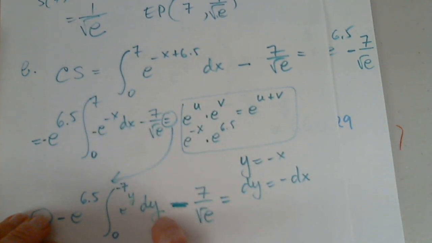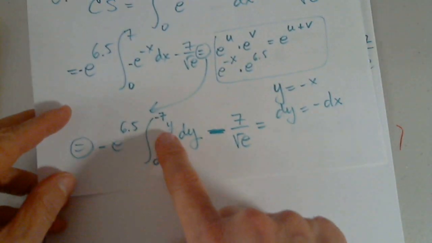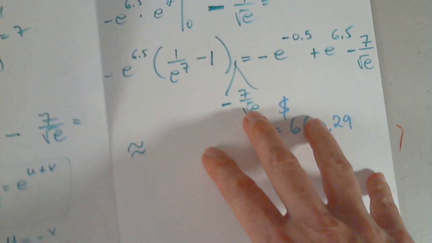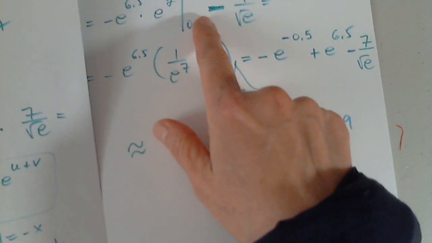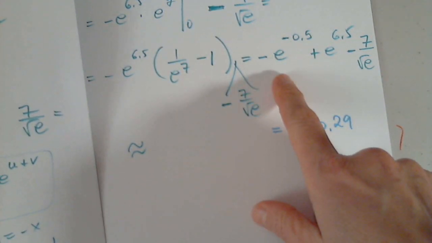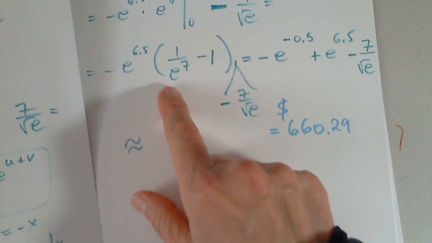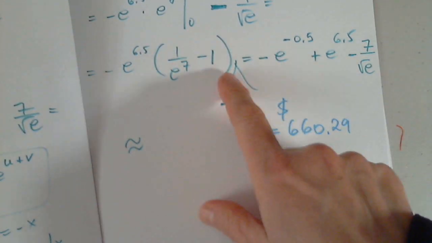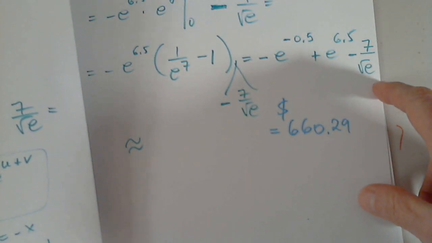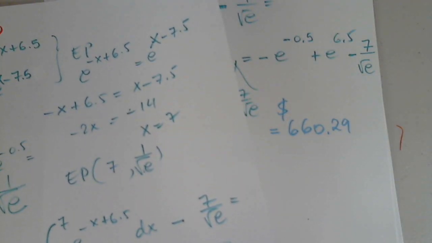And that was dy, and e to dy, so 0, yes. With negative 7, yes. Okay, everything looks okay. So when I plug in negative 7, I get this. When I plug in 0, I get this. The numbers appear to be okay. That's negative 0.5. This is plus e to 6.5 minus 7 over the square root of e. I don't see any error. Does it accept the solution?